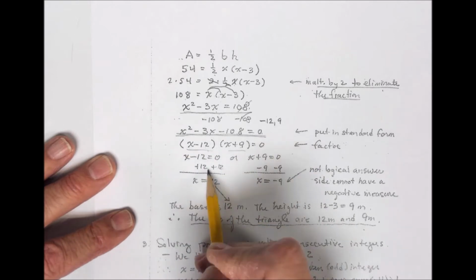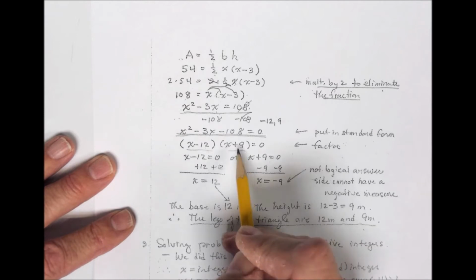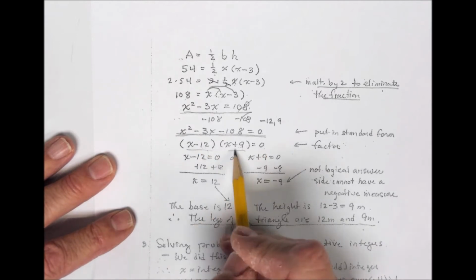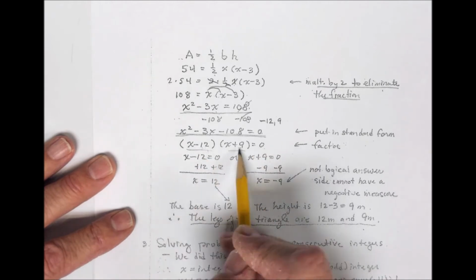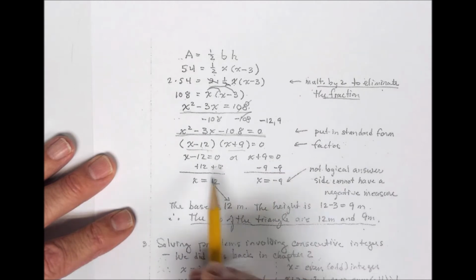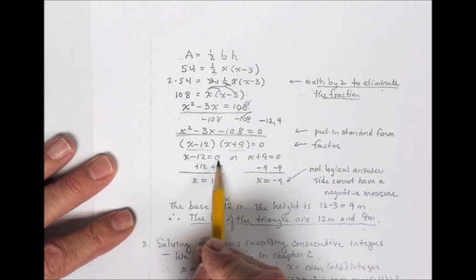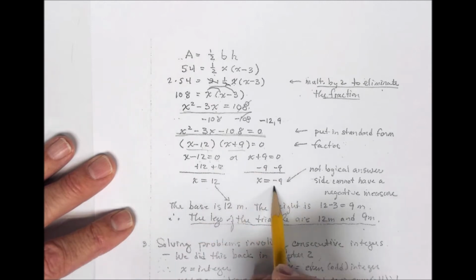Now I'm going to set each one of these equal to 0. This is the zero product property. The zero product property, something times something else gives me 0. One of those somethings has got to be 0, if not both. So I set the x minus 12 equal to 0, or the x plus 9 equal to 0. Now these are nice little simple linear equations, which I solve. Here I add 12 to both sides, and here I'll subtract 9 from both sides. And I get x equals 12, and I get x equals negative 9.